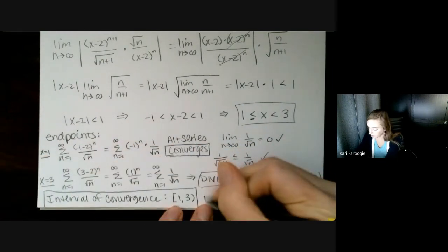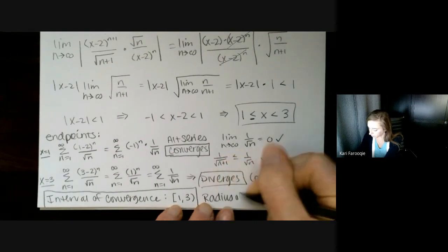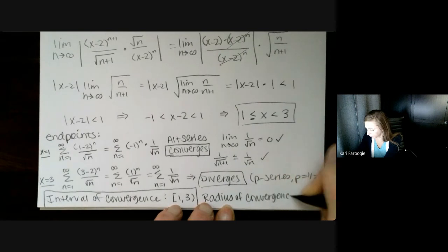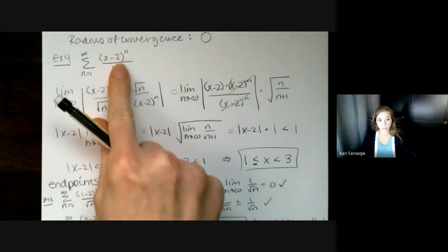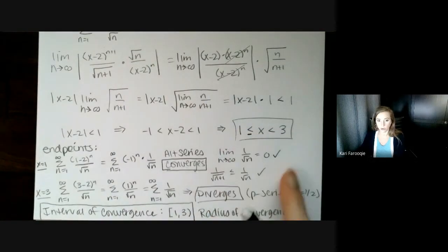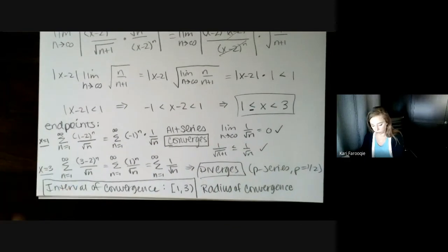And your radius of convergence, well, remember that you're centered here at 2. To get from 2 to 3, you add 1. To get from 2 to 1, you subtract 1. So your radius of convergence is going to be just 1.